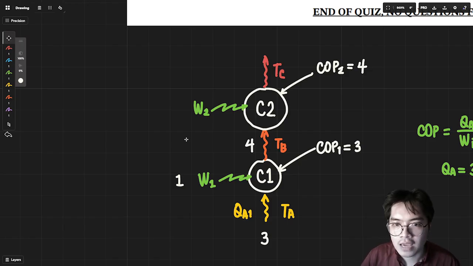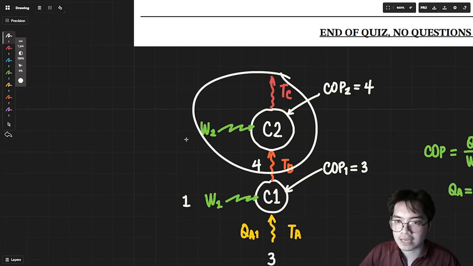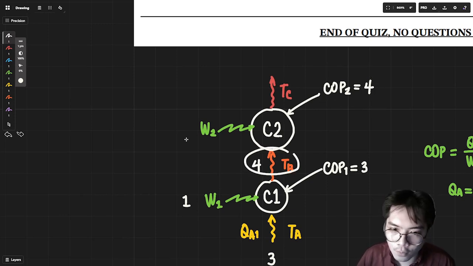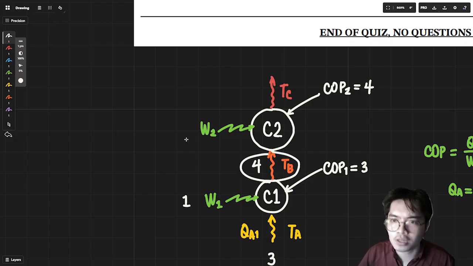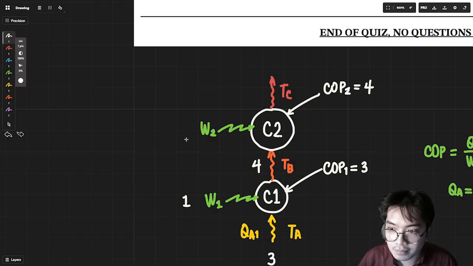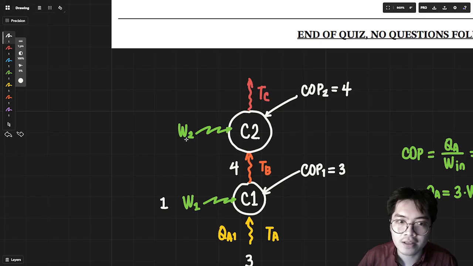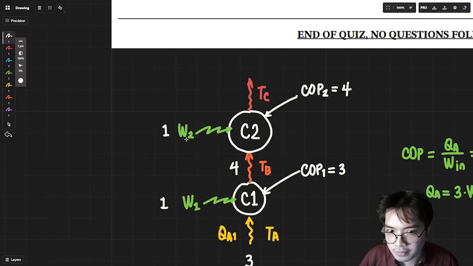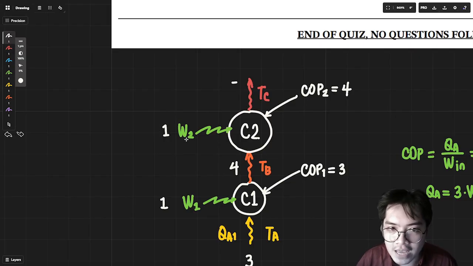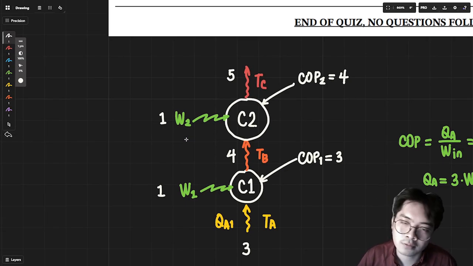And then because of the second cycle, the COP of the second cycle is 4. The thing about this now is that, wait a second, if I manage to pull in 4 units of heat, how much work do I need to put in? Basically, if we try to do this again, this is 1. And therefore, 4 and 1 go in, therefore 5 must go out. And now we're almost done.